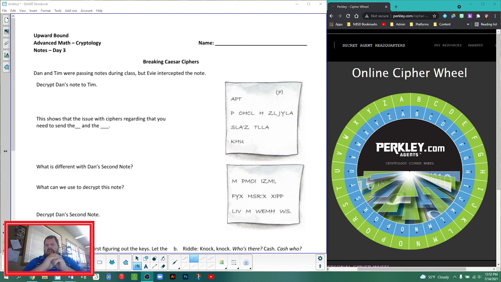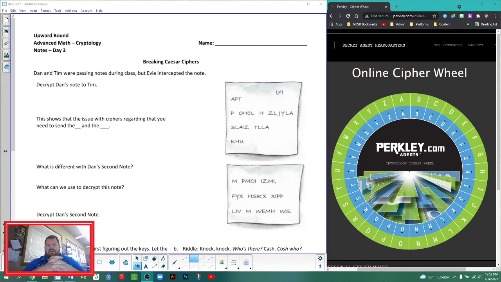Today we're going to be looking at Caesar ciphers, but we're going to look at breaking or cracking Caesar ciphers. We looked yesterday at encrypting and decrypting Caesar ciphers, and today we're going to be looking at when we don't know how to decrypt it, but we still want to figure out what it says. So it says here that Dan and Tim were passing notes during class, but Evie intercepted the note.